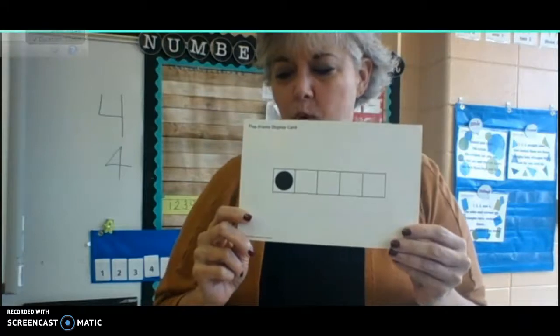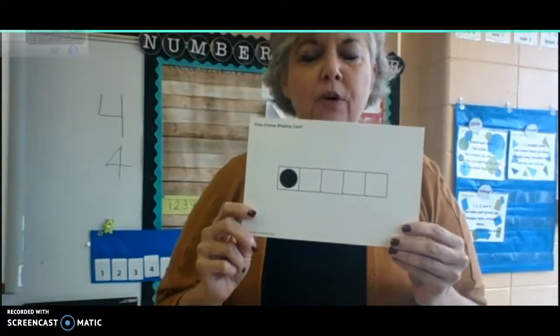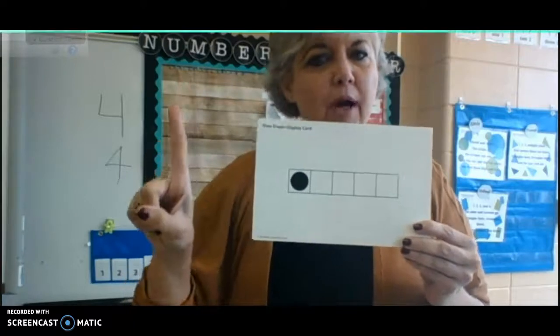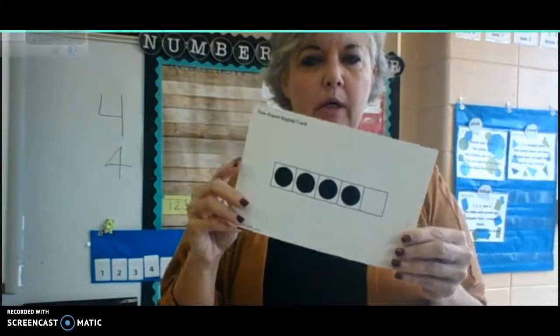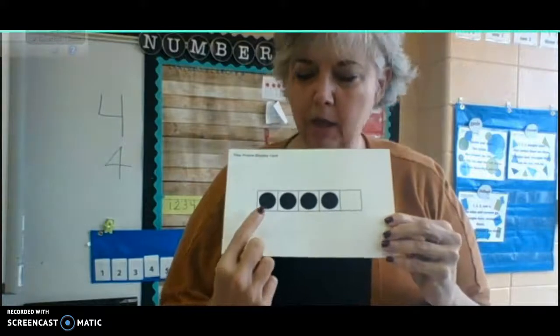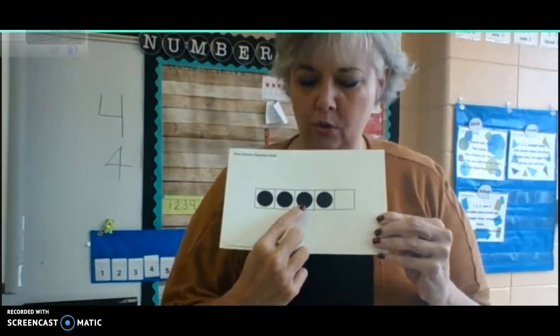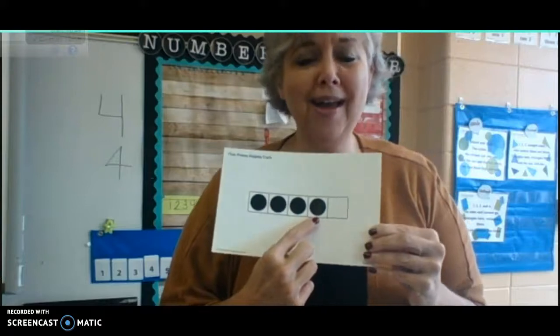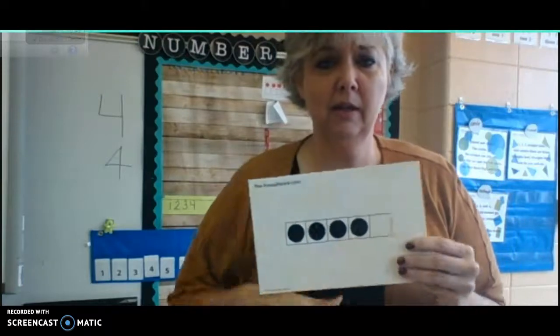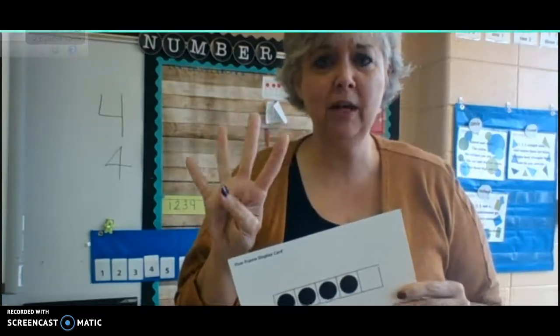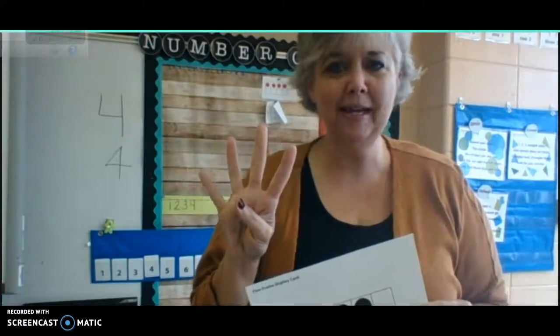So let's look at a different card right now. How many dots are on this one? Show me with your fingers. That's right, there's only 1 dot on this card. Let's look at another one. Let's count them. 1, 2, 3. You're right, there's 4. Can you show me 4 with your fingers? Did you show me this many fingers? That's what I should be seeing.